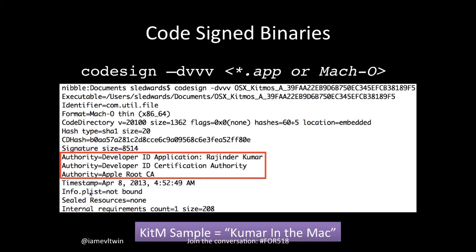Now this sample that we're showing here, Kumar in the Mac, or KITM, this one was the first one to actually get to be newsworthy to quote-unquote bypass Gatekeeper. So it used developer credentials from Rajinder Kumar, whether it was Kumar himself or they were stolen or otherwise compromised, I don't know. But a lot of the malware was signed with this particular developer ID authority. So we want to use codesign -d on a particular application or a Mach-O binary to actually extract this code sign information.